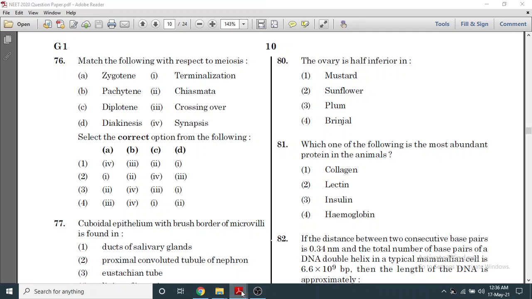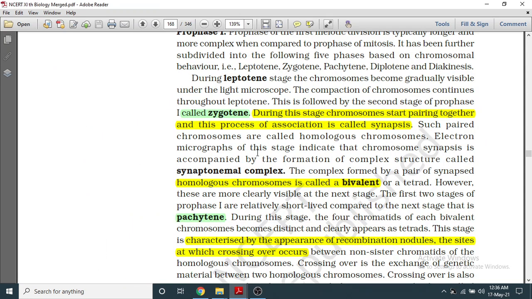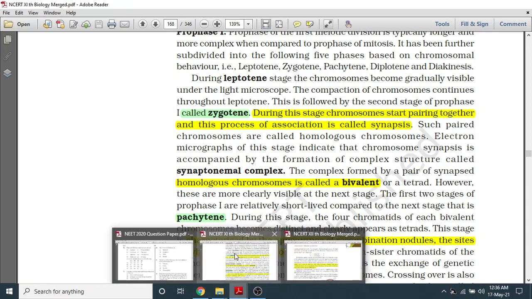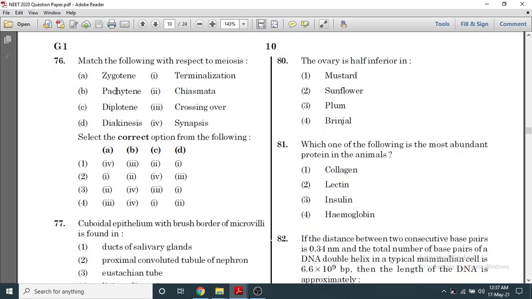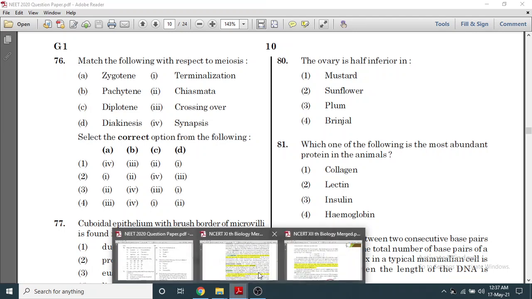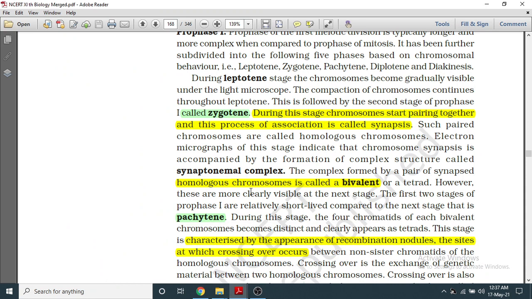Pachytene. During this stage, the 4 chromatids of each bivalent chromosome become distinct and clearly appear as tetrad. This stage is characterized by appearance of a recombination nodule, the site at which crossing over occurs. So pachytene will match with, again look at this, between non-sister chromatids.